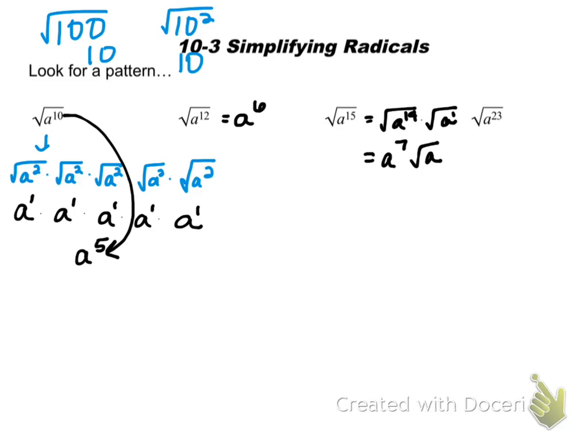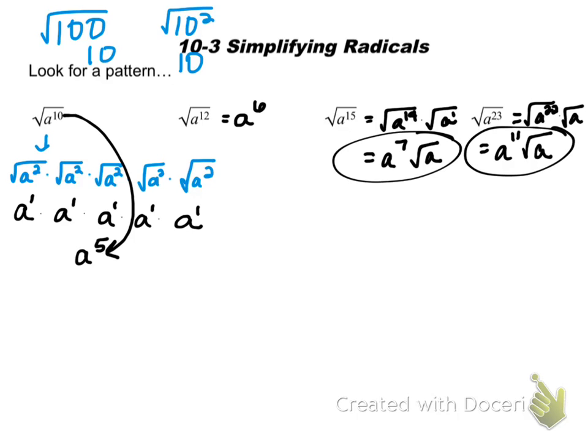So when you simplify some of these, sometimes you're going to end up with a radical sign in there. If there's any perfect square underneath the radical, you pull that out by finding the square root of it. So looking at the square root of a to the 23rd power, that'd be like the square root of a to the 22nd times the square root of a. So take 22, divide it by 2, and you get 11. So I have a to the 11th times the square root of a. That's as simplified as it gets.